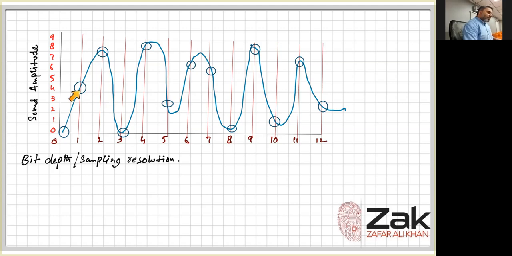For example, this one is 0, this one is 4, this one is 8, this one is 0, this one is 8, this one is 3, this one is 6, maybe this one is 6, this one is 1, this one maybe 9. So a number is being recorded in every sample. The number of bits per sample is the bit depth or sampling resolution. For a sound file, the larger the bit depth, the better the quality of the sound file.